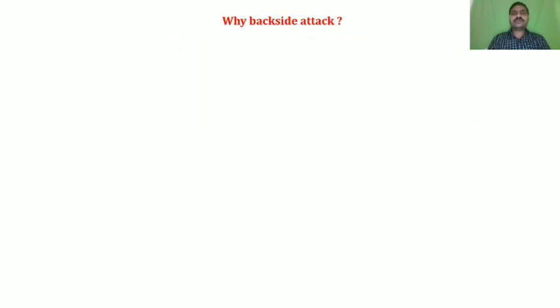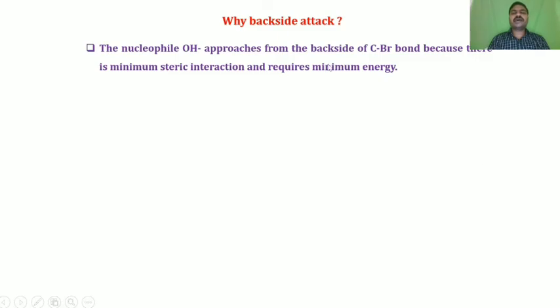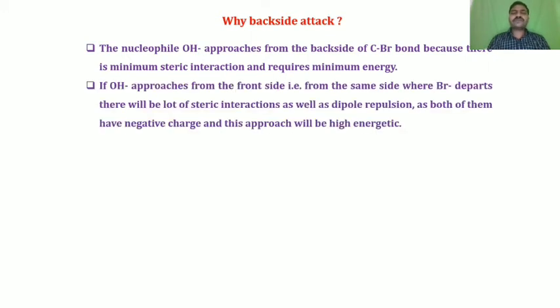So the question is, why backside attack? The nucleophile OH⁻ approaches from the backside of the C-Br bond because there are minimum steric interactions and it requires minimum energy. If OH⁻ approaches from the front side, that is from the same side where the C-Br bond departs, there will be a lot of steric interactions as well as dipole repulsion, as both of them have negative charge, and this approach will be high energetic.